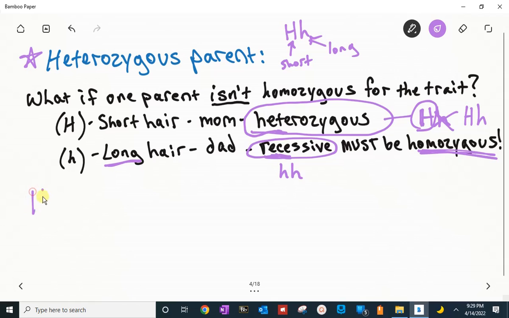So if we have a mom that has a capital H and a lowercase h, a short hair dominant gene and a long hair recessive gene, and she has kittens with the long haired dad, well, then how could their children turn out? So we're going to do the mom, we're going to put capital H here, we're going to break her genotype up, capital H and a lowercase h, and then we're going to do the dad this way, and we're going to have a lowercase h and a lowercase h.